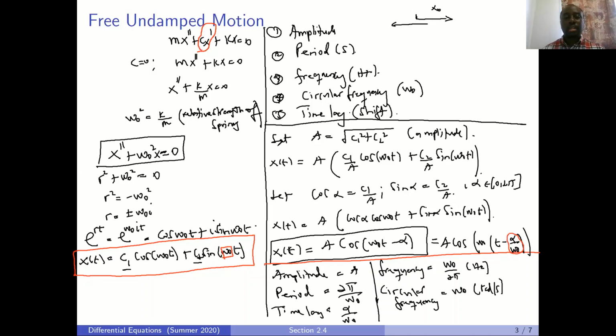All right. So these are the important parameters that we want to extract from this motion of the objects, and these parameters would completely determine what is going on here, and we can measure these values and predict all of these parameters here. Okay, so that's all for the free undamped motion.